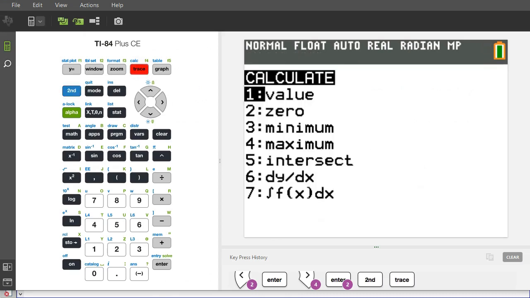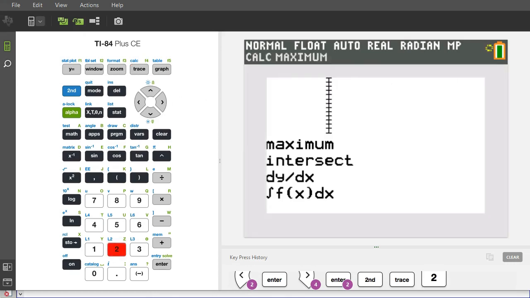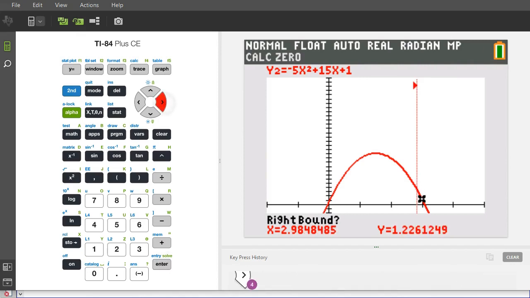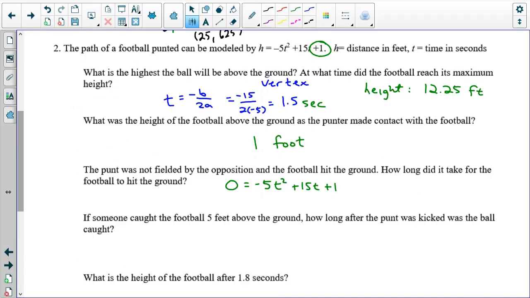So second trace, I'm going to find the intersection with 0. So that means I want to hit 2. Notice I'm not going to find the one on the left. I don't need to find the one on the left because that's not fitting the context of the problem. So I hit enter on both the left and the right of the 0, and it will give me the answer. So 3.065 will be the answer that I report, because that is rounded to 3 decimal places.